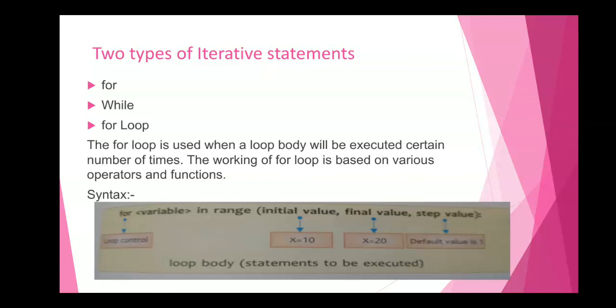This is the syntax of the for loop. For variable, this variable is also called the control variable. In range, it checks the given number within the range. Initial value, from where it has to start. Final value, a range till where it has to be calculated.